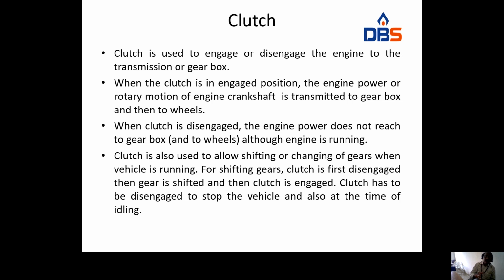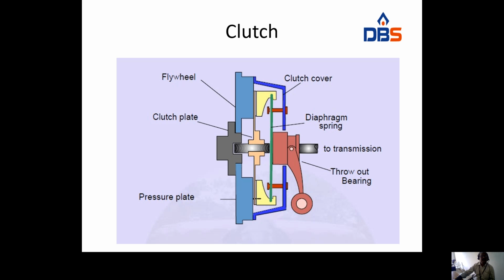In the previous class we discussed how the single plate clutch works. This is a single plate clutch. This is the engine shaft, and on the other side there is a shaft to the gearbox. Between these two shafts we provided a component called clutch. When it is engaged, the power is directly transmitted. When it is disengaged, the power transmission will be stopped.